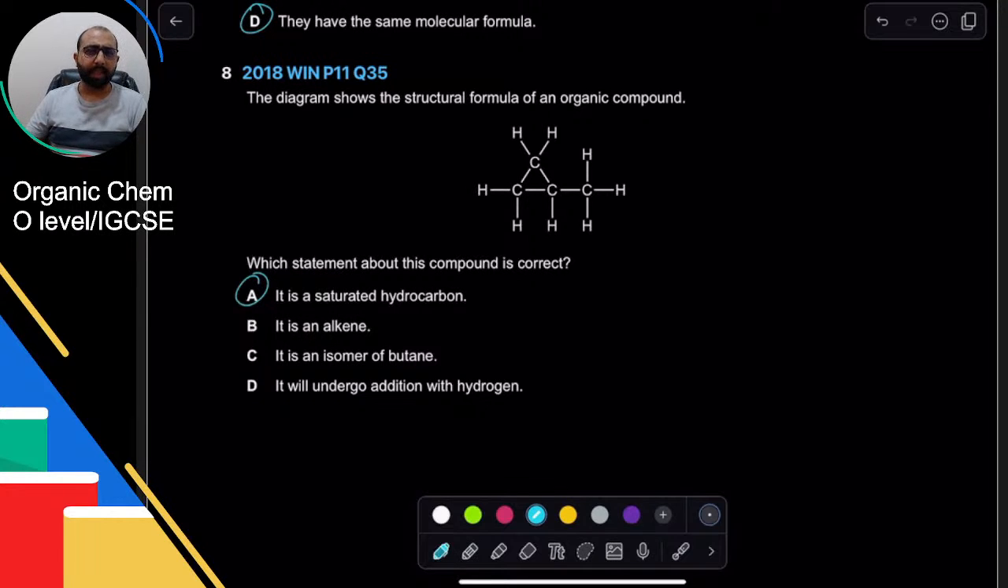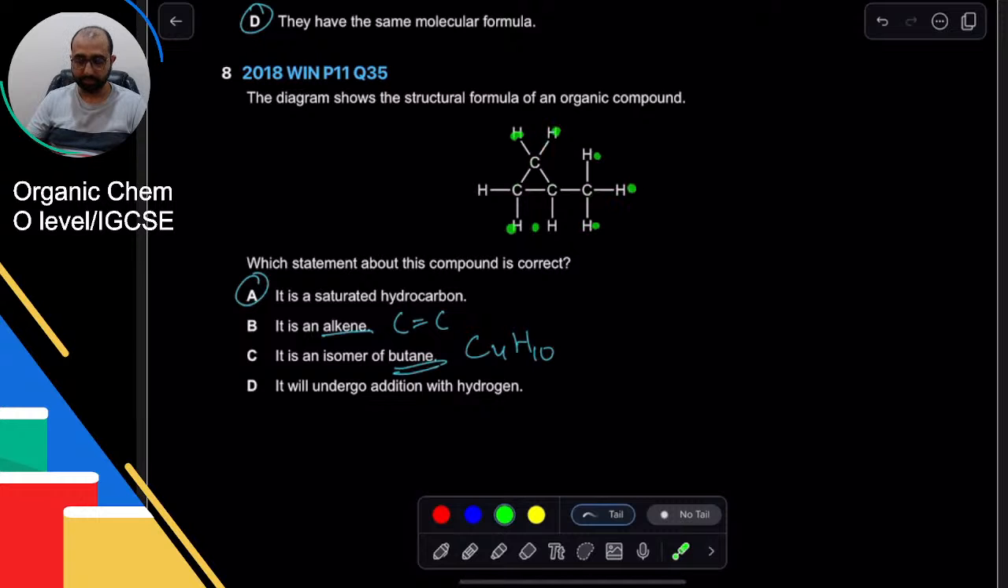Second option is it's an alkene. नहीं, because for alkene you need to have carbon-carbon double bond. Isomer of butane. Butane का formula क्या है? C4H10. But यहाँ पर we have C4, yes, but we don't have H10. We have 1, 2, 3, 4, 5, 6, 7, 8 hydrogen. So it's not an isomer because it does not share the same molecular formula. And it will undergo addition नहीं, because addition के लिए भी carbon-carbon double bond ज़रूरी है. Alright?